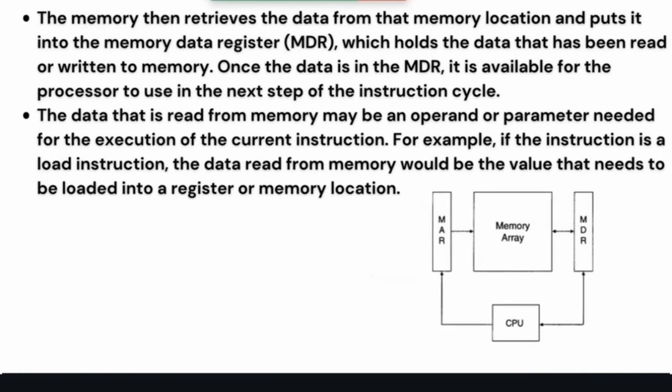The data that is read from memory may be an operand or parameter needed for the execution of the current instruction. Let us take an example. If the instruction is a load instruction, the data read from memory would be the value that needs to be loaded into a register or memory location.